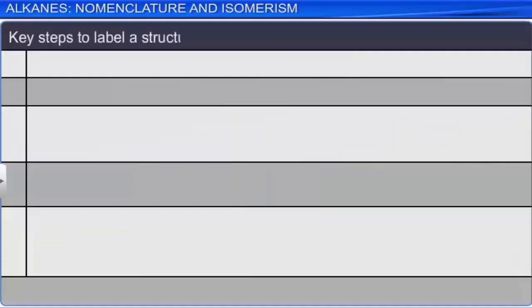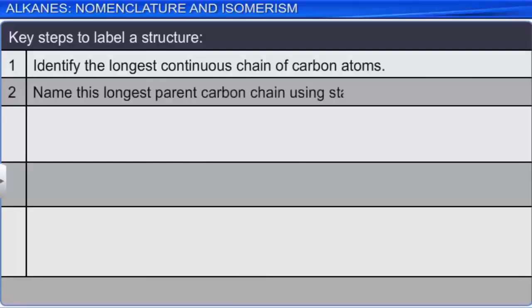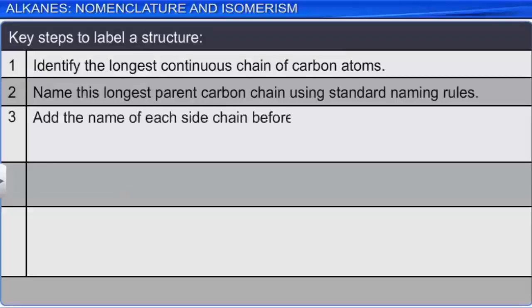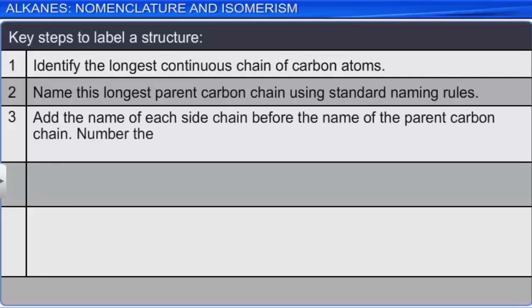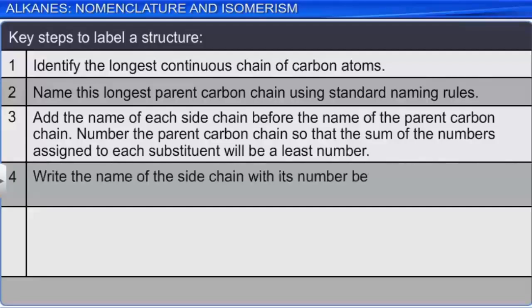The key steps to label a structure are: identify the longest continuous chain of carbon atoms. Name this longest parent carbon chain using standard naming rules. Add the name of each side chain before the name of the parent carbon chain. Number the parent carbon chain so that the sum of the numbers assigned to each substituent will be the least number. Write the name of the side chain with its number before as prefix to the name of the root word of the parent carbon chain.